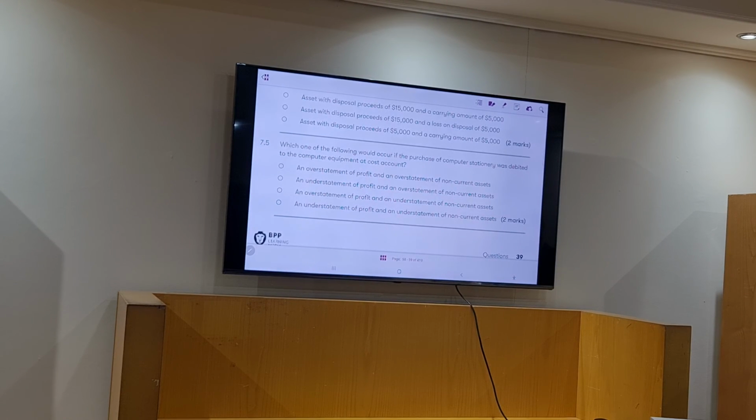Which one of the following would occur if the purchase of computer stationery was debited to the computer equipment at cost account? This is a practical operational question.